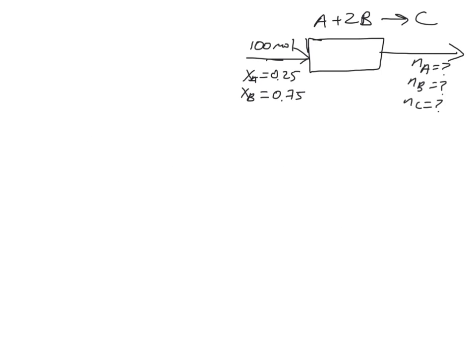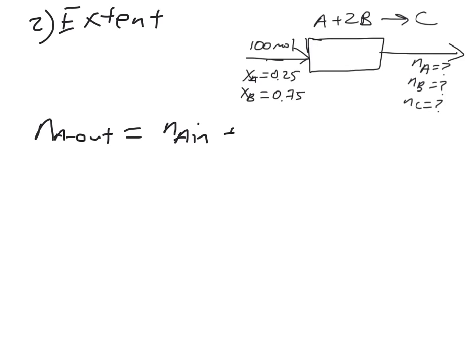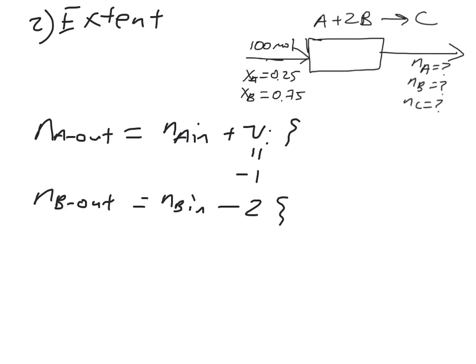So let me go through the second method, and that's extent. So extent is very similar to the previous method, except the equations are slightly different. So in this case, N_A out is equal to N_A in plus stoichiometric coefficient times the extent. And in this case, A is -1, since 1 is the stoichiometric number up here, and A is a reactant. And N_B out is equal to N_B in minus 2 times the extent, because there's a 2 right up here, so it's minus 2 there.